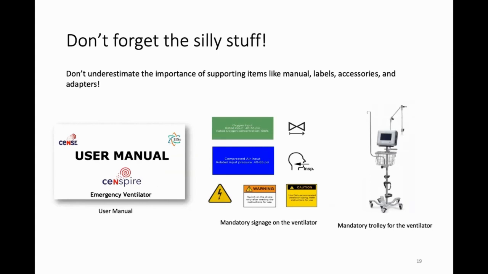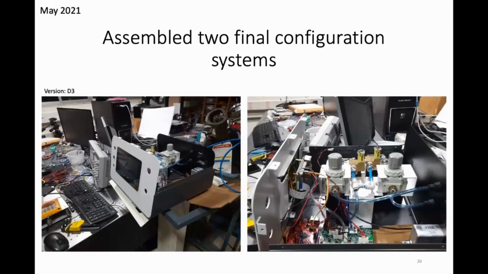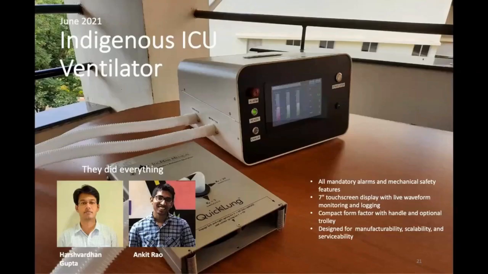2 days before the testing, we were not scrambling to build the ventilator. We were scrambling to find somebody to print the labels. But finally, we assembled in working configurations, and this is what the ventilator finally looks like. Now, this looks like a system. This looks like a technology. This is something you can give someone to mass manufacture.